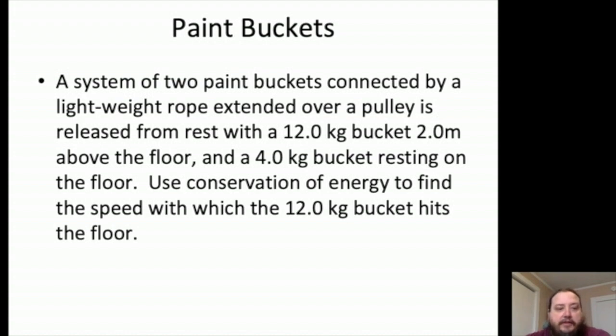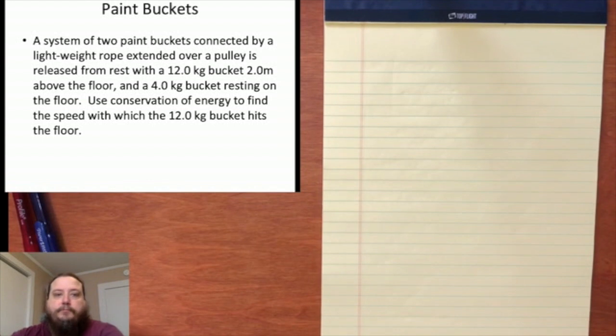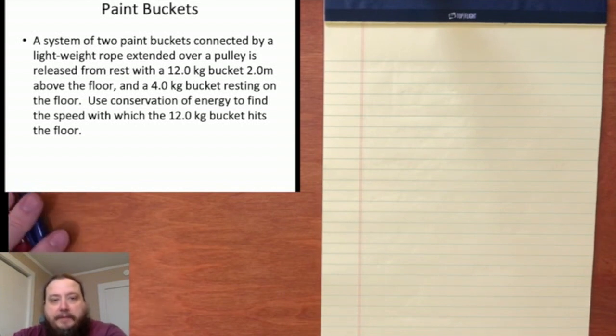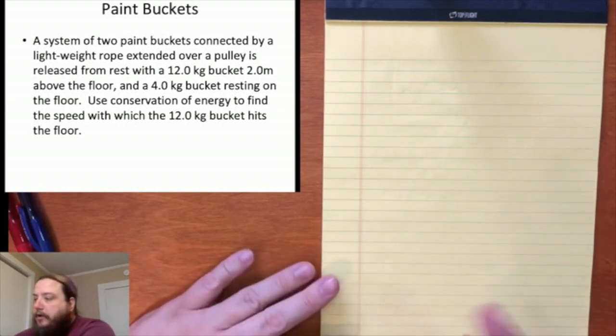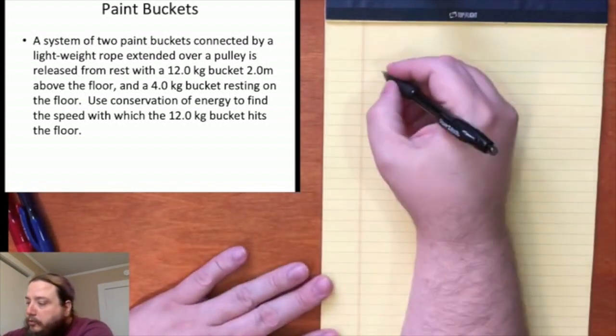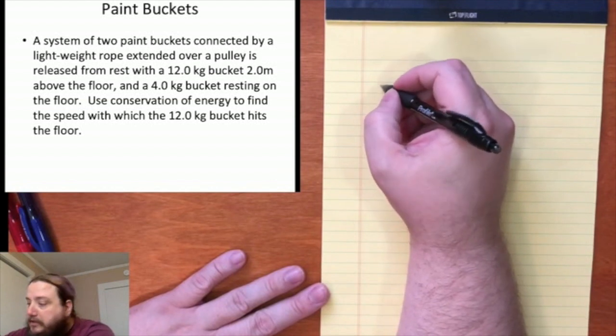It says we have a system of two paint buckets connected by a lightweight rope extended over a pulley, and this system is released from rest with a 12 kilogram bucket 2 meters above the floor and a 4 kilogram bucket resting on the floor. It says use conservation of energy to find the speed at which the 12 kilogram bucket hits the floor. All right, so as usual, we'll begin by drawing ourselves a picture.